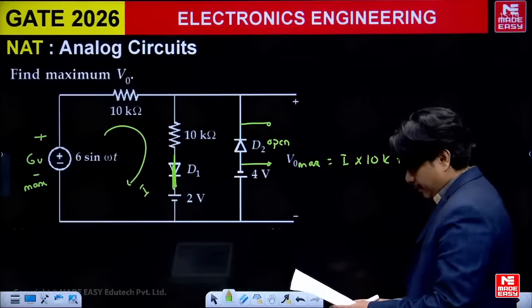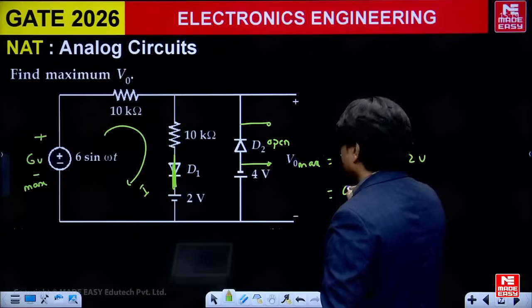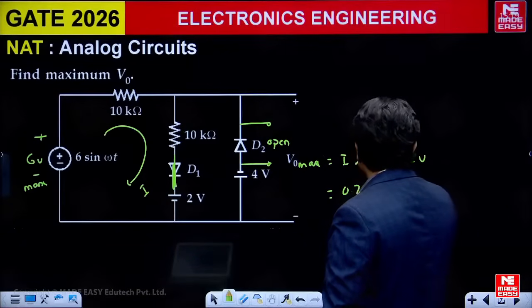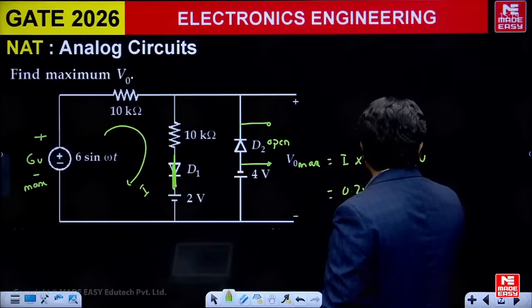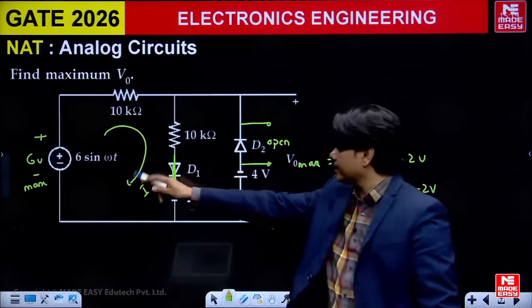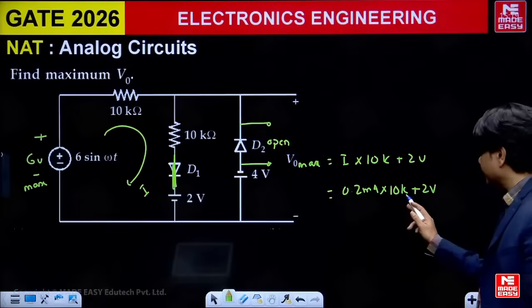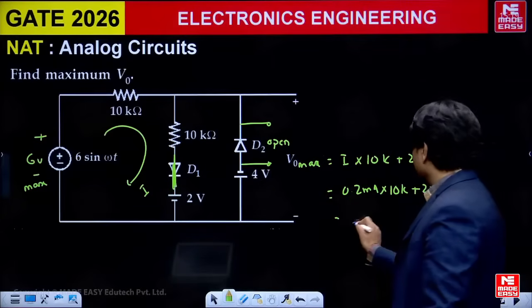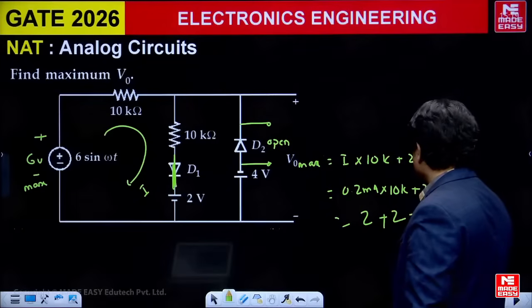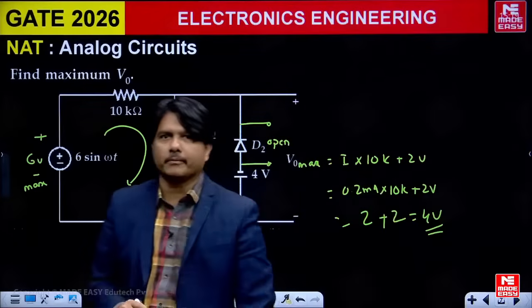So how much is this current? That is 0.2 milliamps into 10k plus 2. This will be the value by taking the calculation 6 minus 2 divided by 20k. We are getting 0.2 milliamps into 10k plus 2, which is nothing but 2 plus 2, which is nothing but 4 volts. So the maximum voltage for this problem is 4 volts.